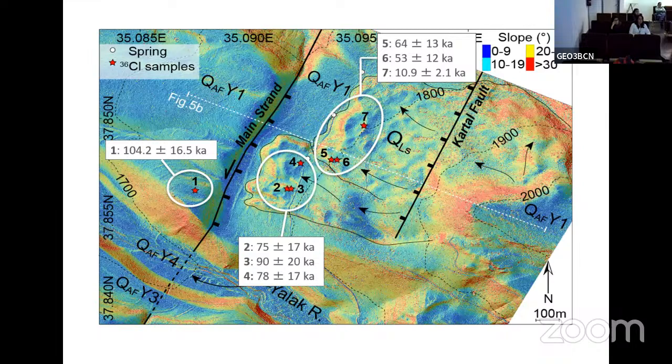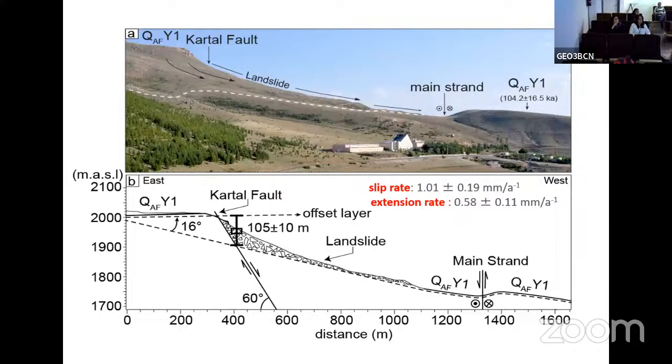So this is two landslides, actually. One of them is around 80,000 and the other one is around 60,000 years old. So you can see from there another fault system. This is the main strand. This is the main fault. And this is another fault that created the landslide. And we dated this. And there you can calculate the slip rate of the fault, like 1 millimeter per year.